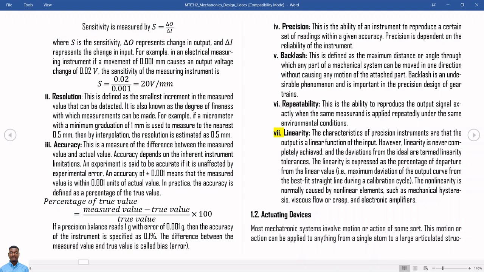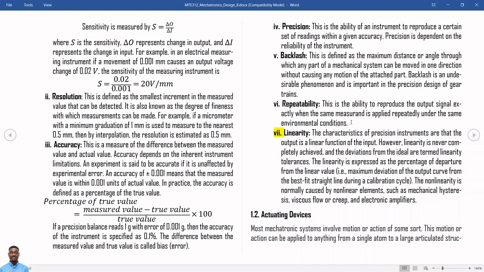Then we have what we call repeatability. Repeatability has to do with the ability of a sensor to reproduce the same output signal exactly when the same measurement is applied repeatedly under the same environmental conditions. So what are we saying here? If I have a sensor and I want to use that sensor to measure the same signal under the same environmental condition, I want that sensor to give me the same output, repeatedly. The same output in this case is different from precision.